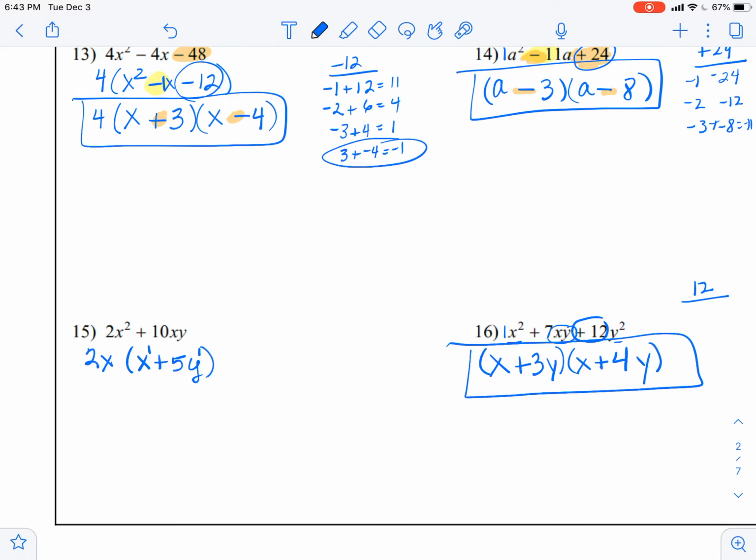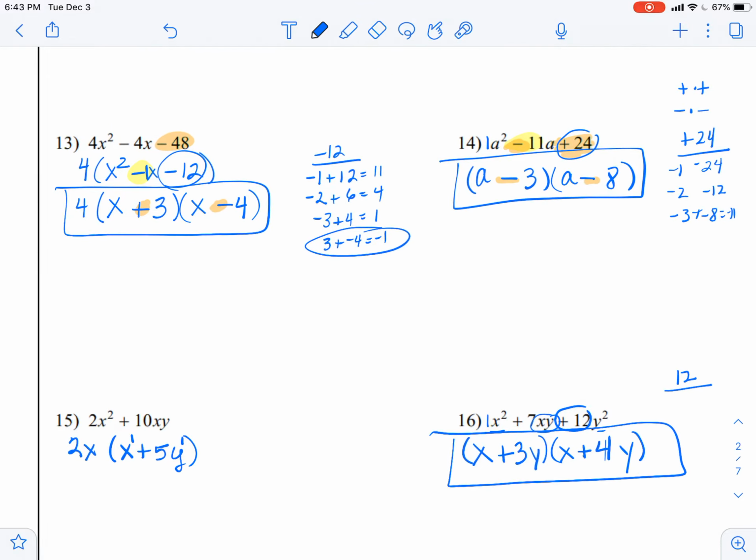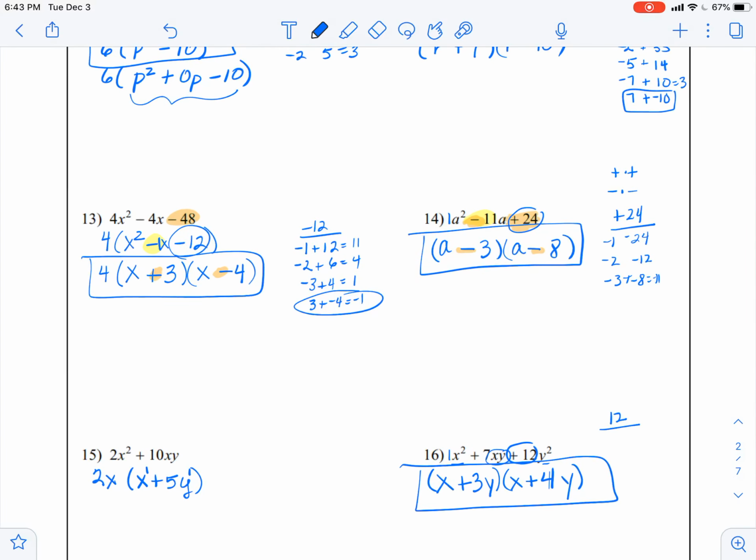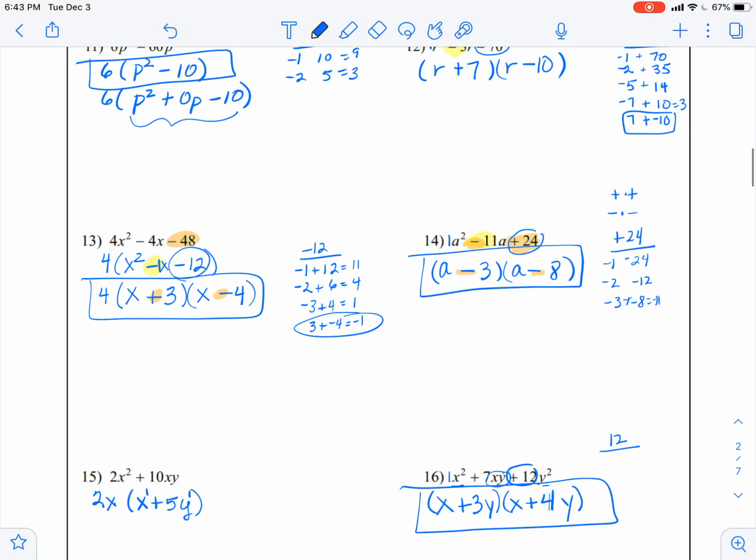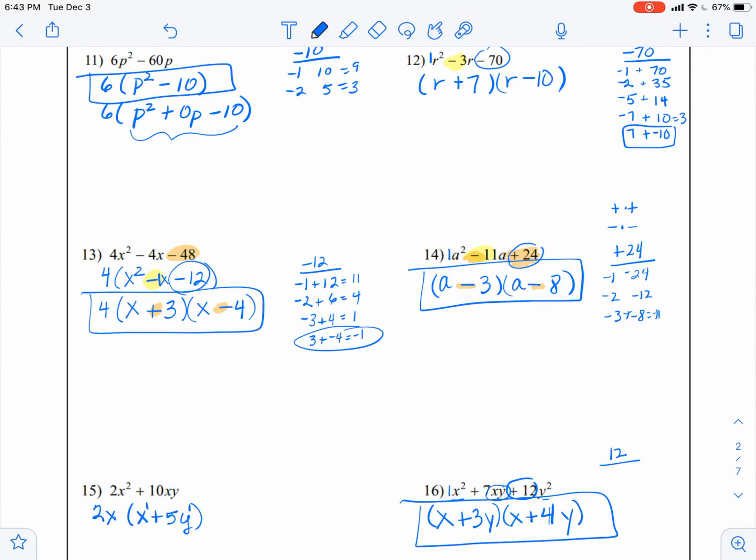Okay, so that is a lot of your factoring in which your front number is 1. And again, in terms of your factoring of quadratics, trinomials, for the most part, that is the easiest type that you're going to have. So we're going to go on to when your A is not 1.